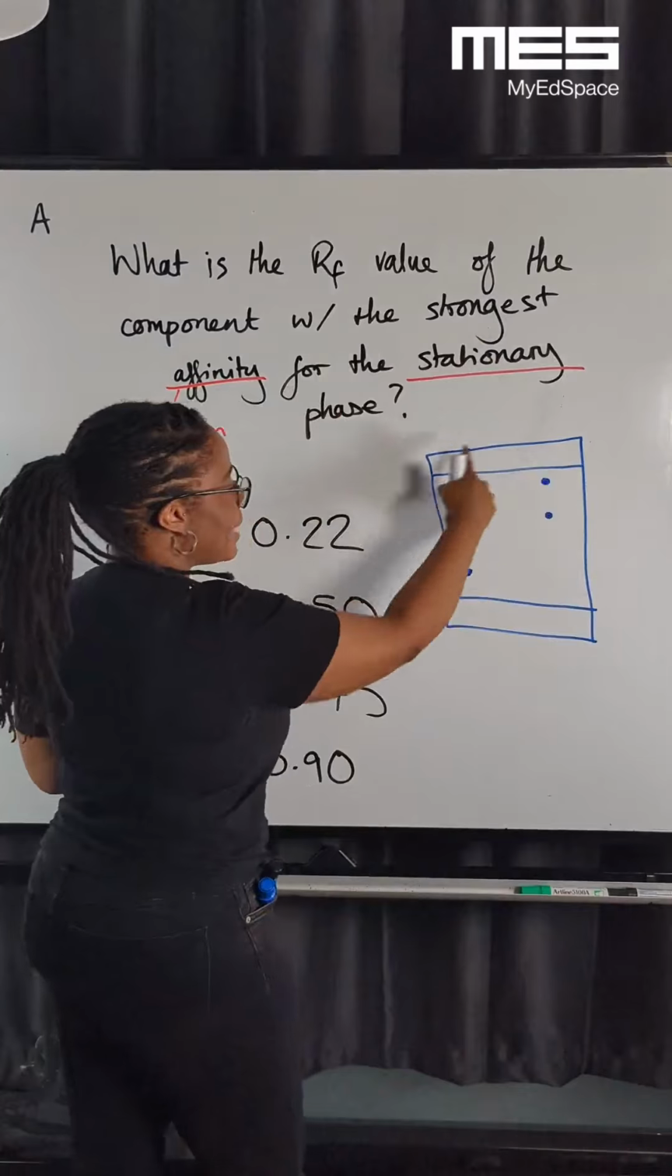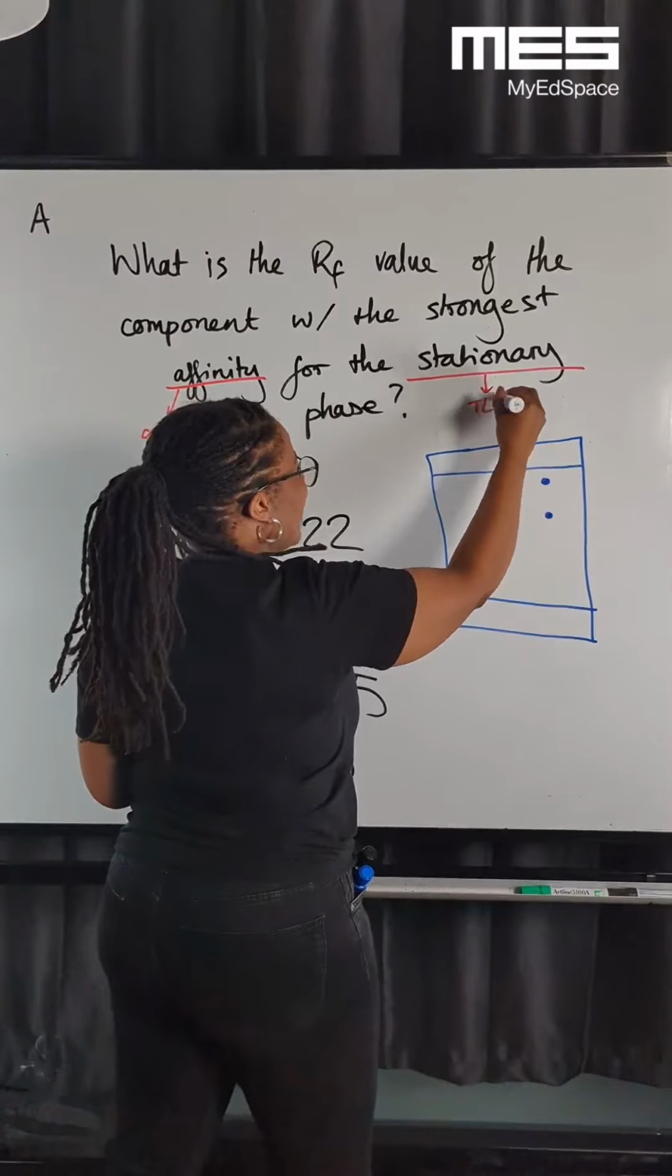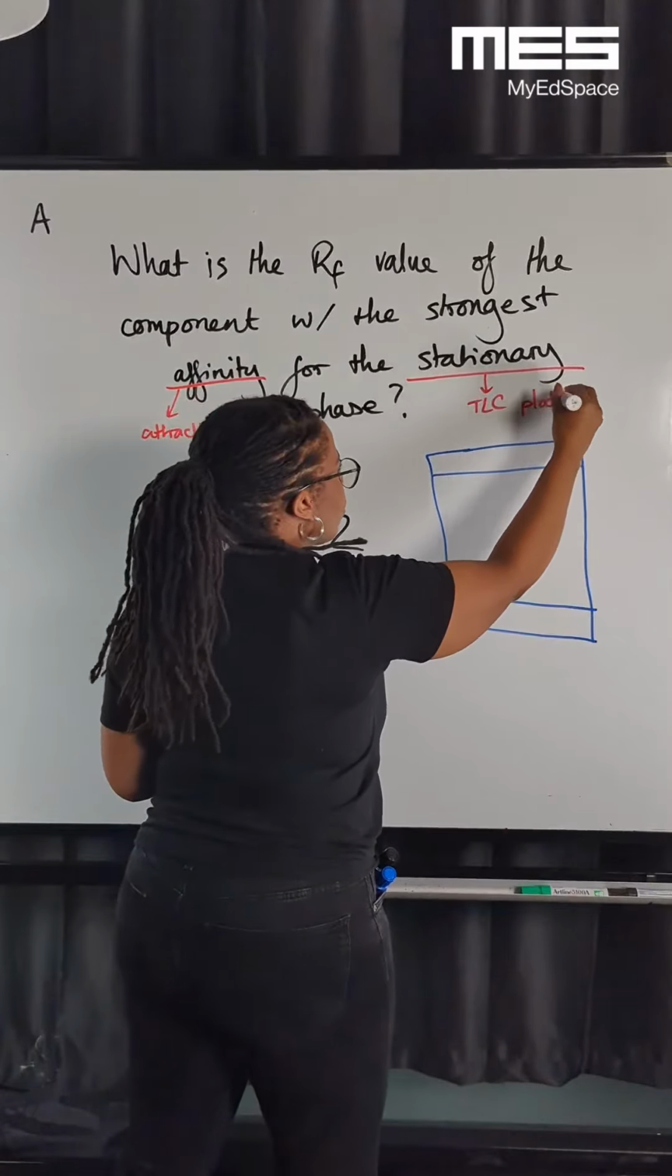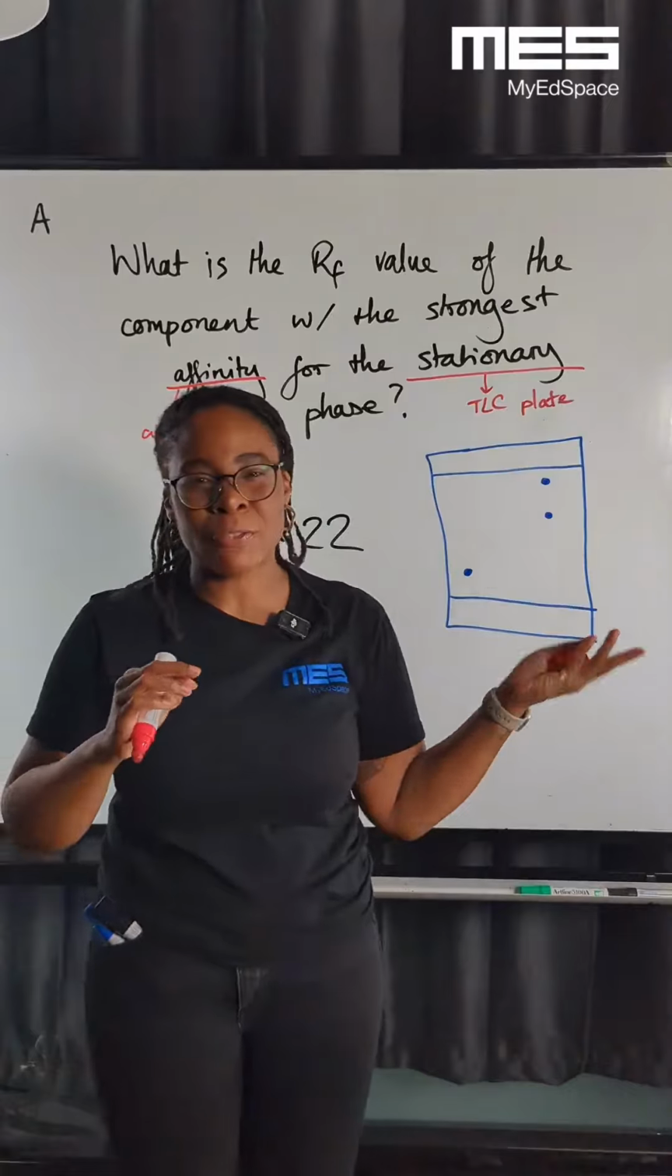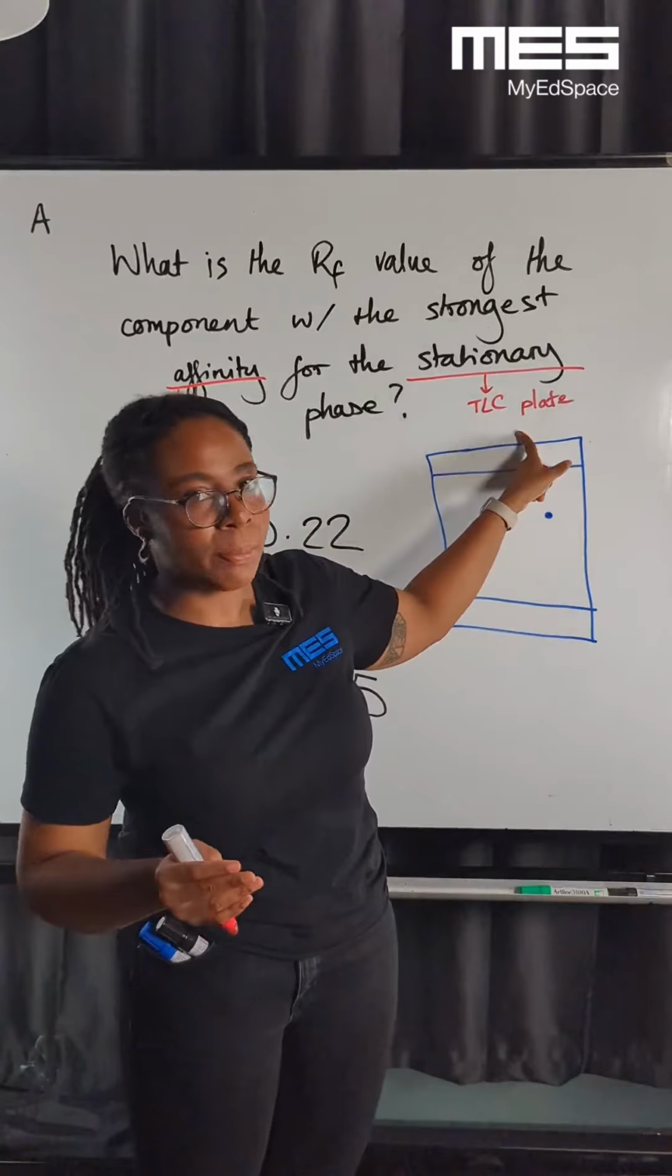The stationary phase here for our TLC is our TLC plate. If this was paper chromatography, it would be the piece of paper, but for A-level, we go beyond paper chromatography and it would be our TLC silica plate.